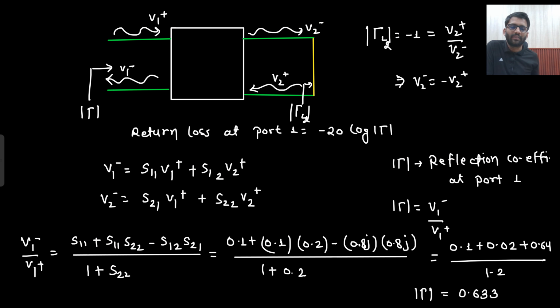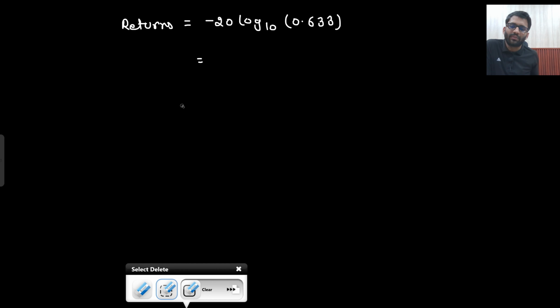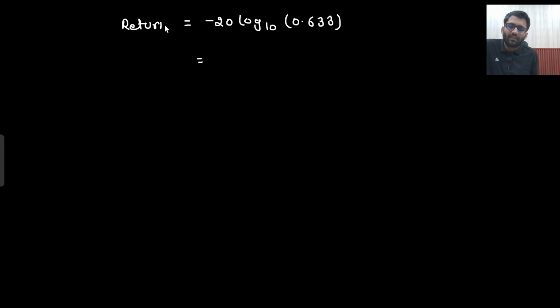And what will be your return loss then? Then your return loss will be minus 20 log 10 into 0.633. So take the log 10 of it, into 20. So 3.96 we are getting. Is this correct? Yeah, 3.97 or 3.96. Return loss, not returns. So return loss we are getting 3.97 dB. So this is the answer. Okay. This is the answer.